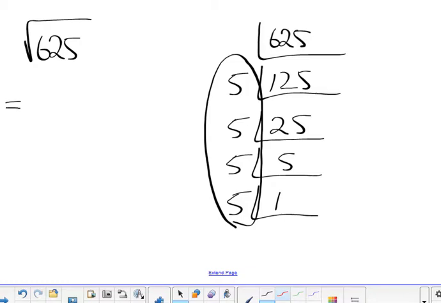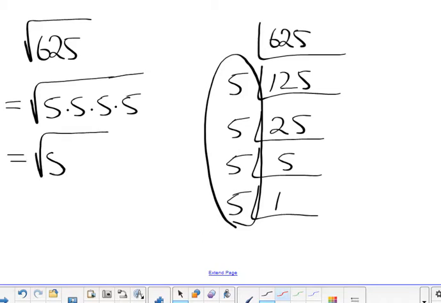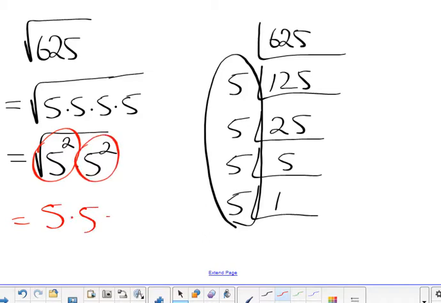So we can say this is the square root of 5 times 5 times 5 times 5. Now, think of it like this. 5 to the power of 2 times 5 to the power of 2. And what does the square root do? The square root inverses the square. So the square root of 5 to the power of 2 is 5. 5 to the power of 2 again is 5. And there we have it. That's equal to 25. So the square root of 625 is equal to 25.